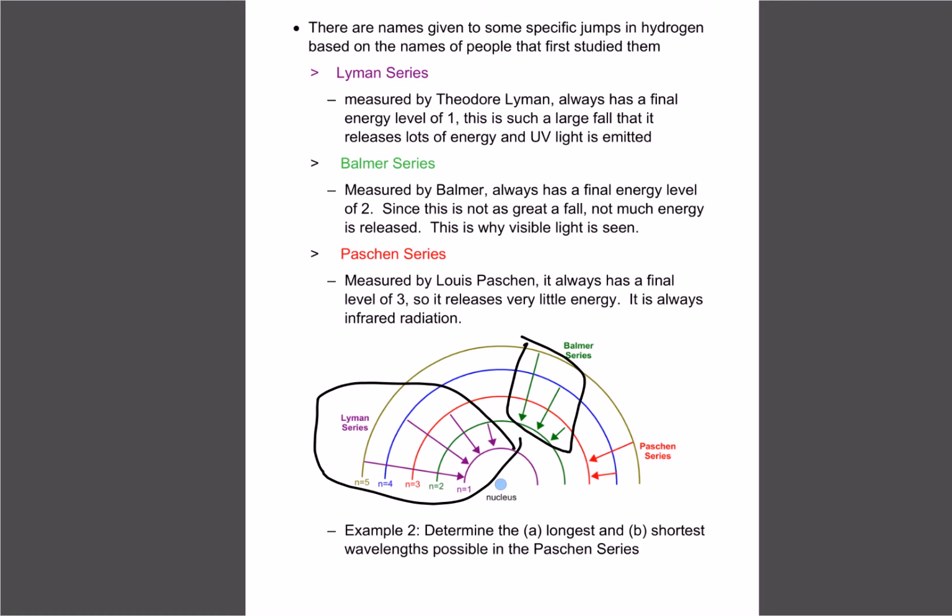And Paschen was one that found out if we only go from 5 down to 3, it's very little energy, so that ends up being infrared, so we don't see those. So in this case, if we were to actually look at Balmer series, we would only see 3 different colors. The rest of them would be outside of our visible range.